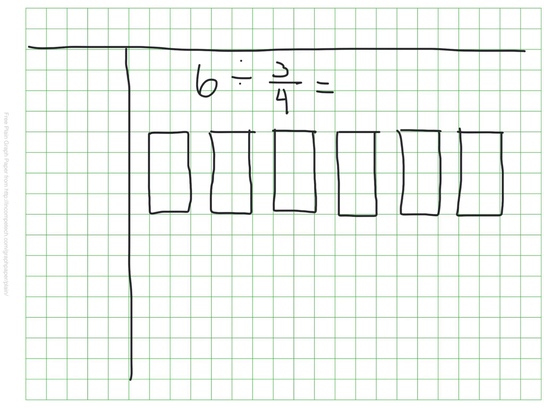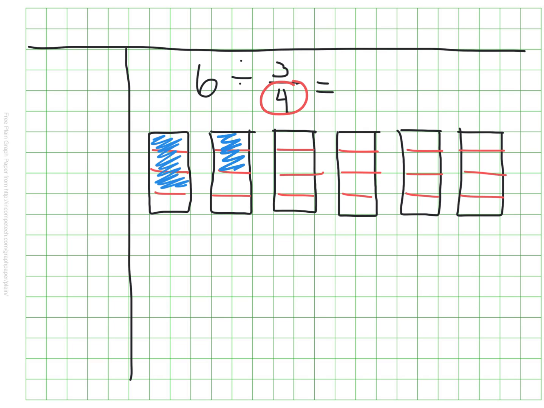I'm going to start by breaking my wholes into these fourths, right? Because I know I'm trying to figure out groups of fourths. Now I'm going to shade in groups of 3/4 at a time because I'm looking to see how many groupings of 3/4 there are in my 6 wholes. You can see here that I have shaded in 3/4. I'm going to do the same thing here. 3/4, 3/4, 3/4, and so on.